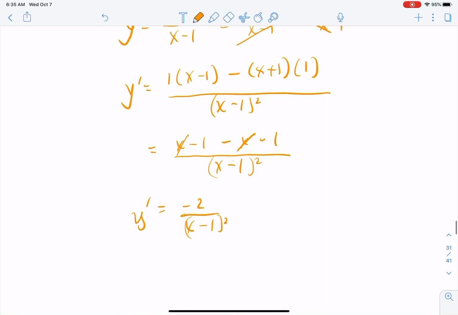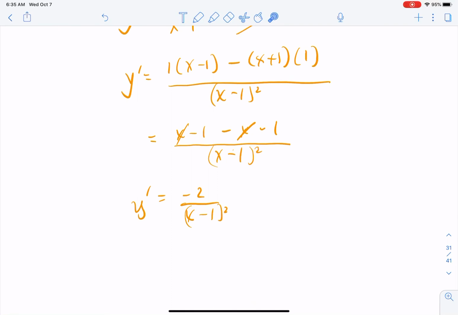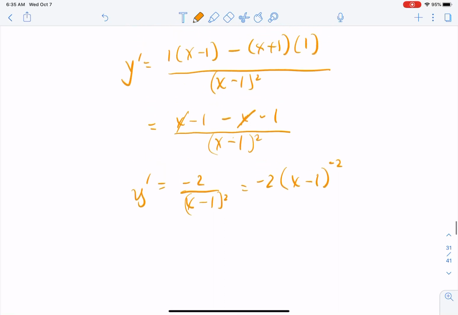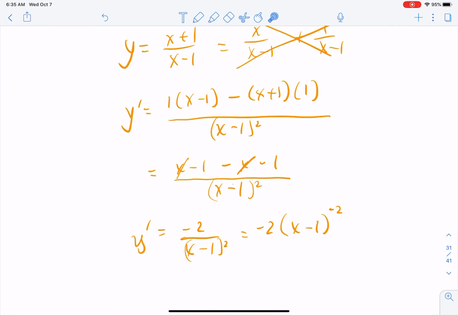Now, if we were going to find the second derivative of this guy, because we eventually will want to do that kind of thing, not for this one, but I could rewrite this as a negative 2 times x minus 1 to the negative 2 power and take its derivative. However, I don't have the tools necessary to take the derivative of this guy because you essentially have a function inside of another function. And in order to take that derivative, we need this thing called the chain rule. That will be coming to you pretty soon.